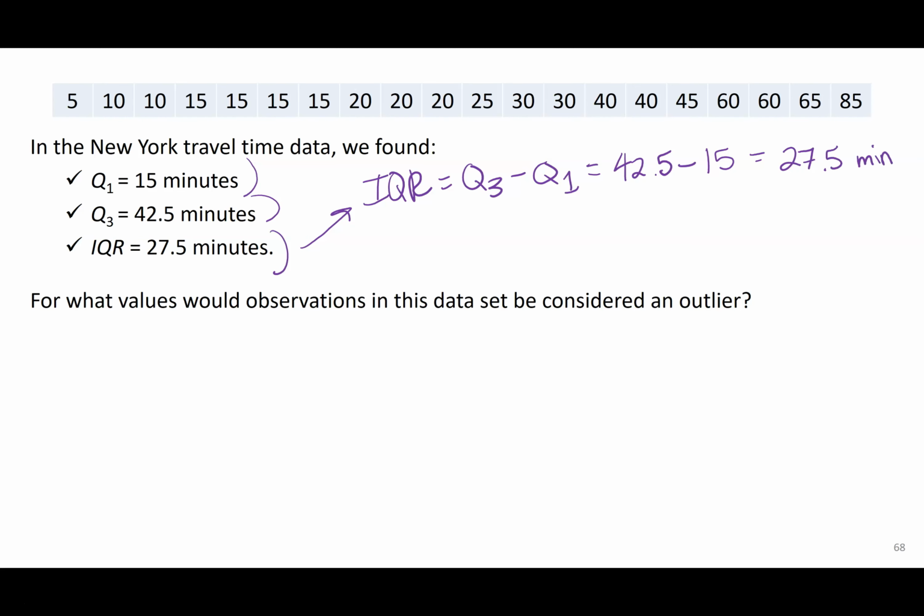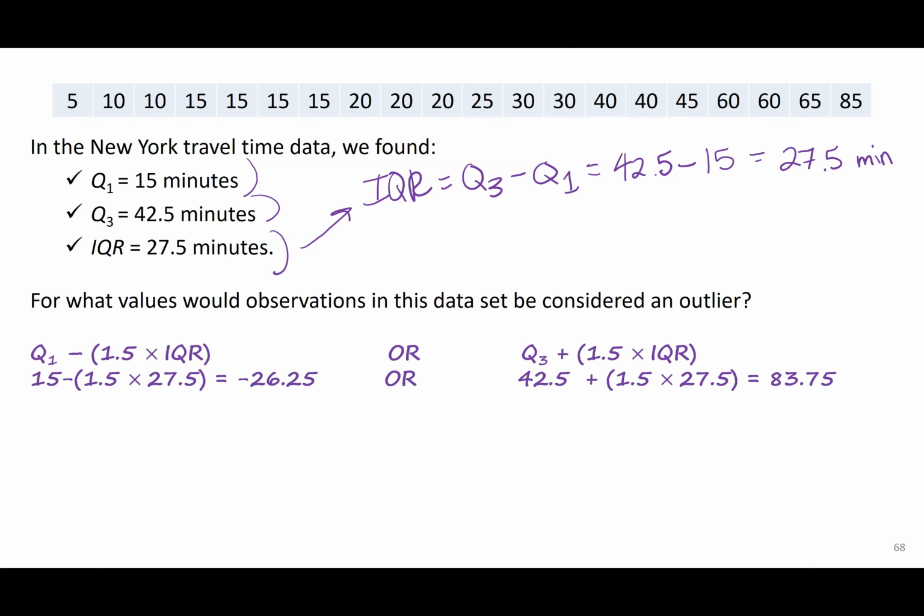So then I want to find what values would be considered an outlier in this data set. So we want to find the cutoffs. Just setting it up, this is my lower cutoff, implying that anything below negative 26.25 minutes is considered an outlier. So unless you commute to work with a time machine, this isn't going to be possible. We're not going to have low outliers.